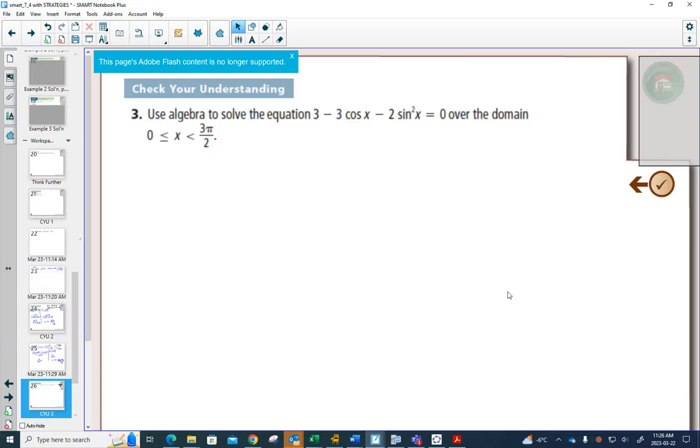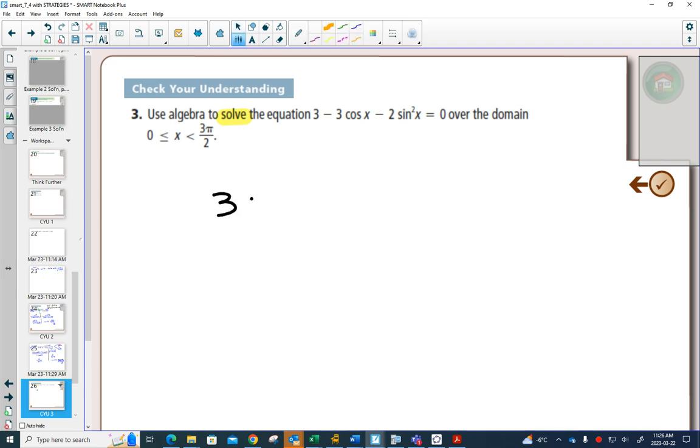This is page 625. Again, we read the question carefully, and we notice it says solve and not prove. So we're allowed to work on both sides. I'm going to rewrite the question here.